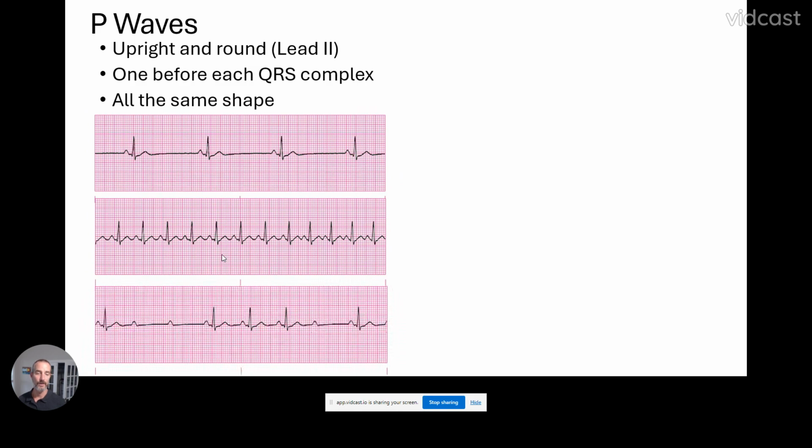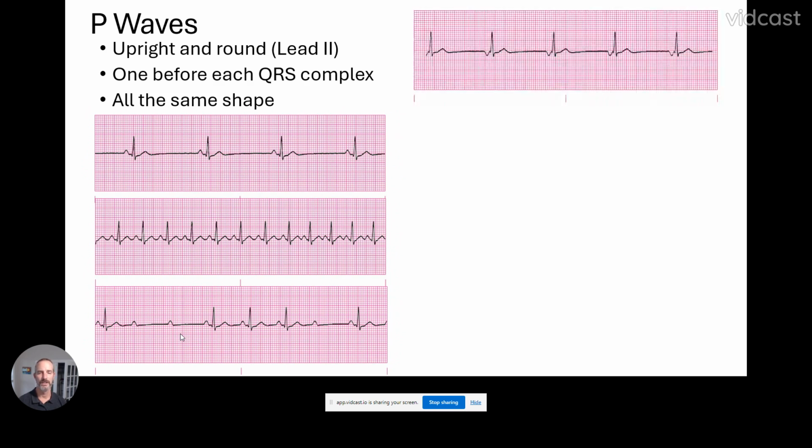And then now we have normal P waves, but we have dropped complexes. So in this case, we have more P waves than there are QRS complexes. And when you have this, it indicates that there's a block. In other words, some of those signals that are being generated by the sinus node are not making it to the bottom. It indicates that this person has a heart block, and this could be a serious condition. So it's something that you want to check your patient and make sure that they are perfusing enough to keep their brain and vital organs and themselves alive.